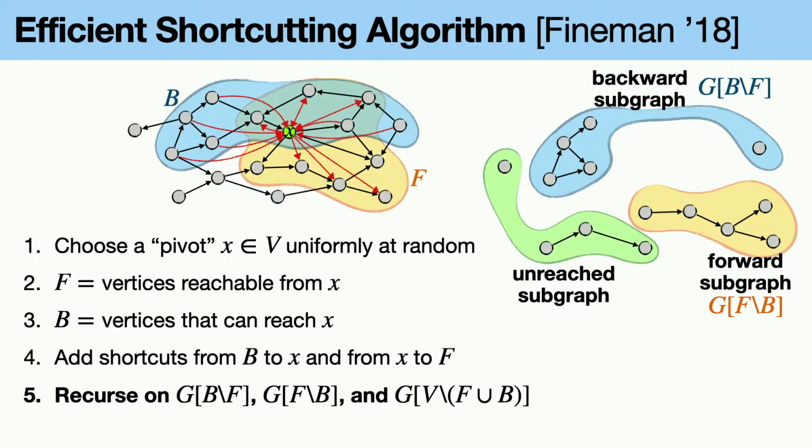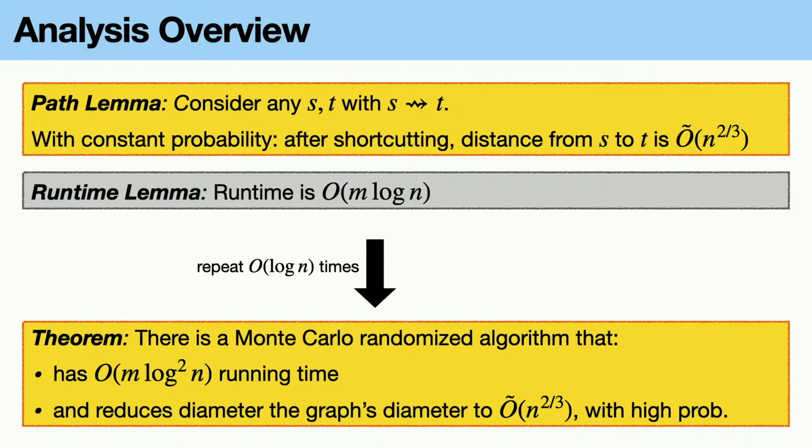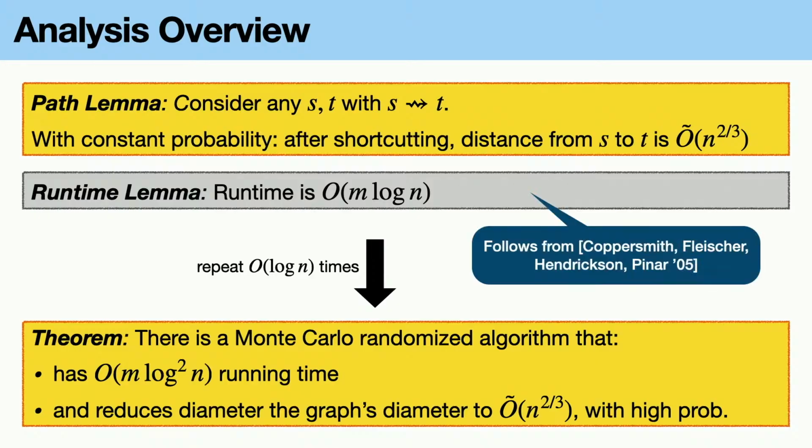We want to understand how this algorithm works. So we kind of have to show 2 things. One is a diameter bound. So I can argue that with constant probability, if you look at the shortcuts you've added, the distance between a particular pair of vertices is reduced to n to the 2/3. You can also show that the running time is roughly linear. And then just to boost this into a high probability result, you repeat a bunch of times, and that gives you the main theorem below. I'm not going to talk about the running time bound at all.